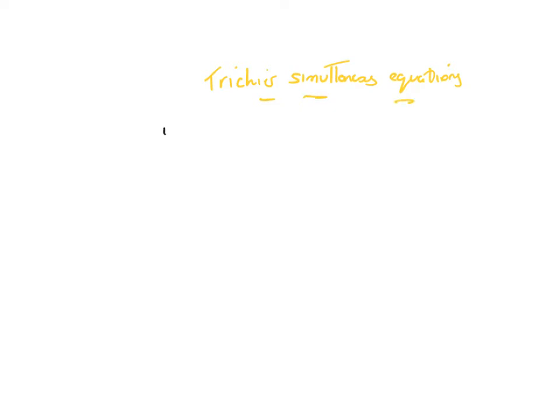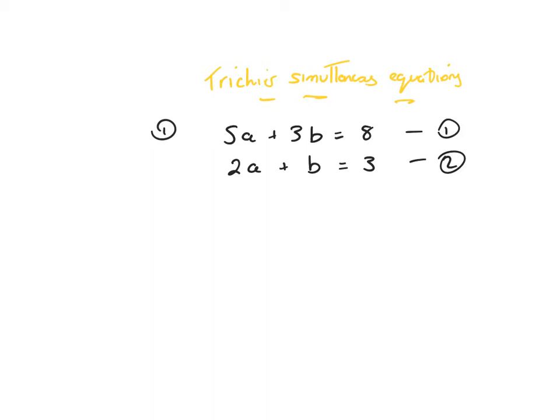Right, so let's go for an example 1 where we've got 5a plus 3b is equal to 8 and 2a plus b is equal to 3. And that's equation 1 and that's equation 2.